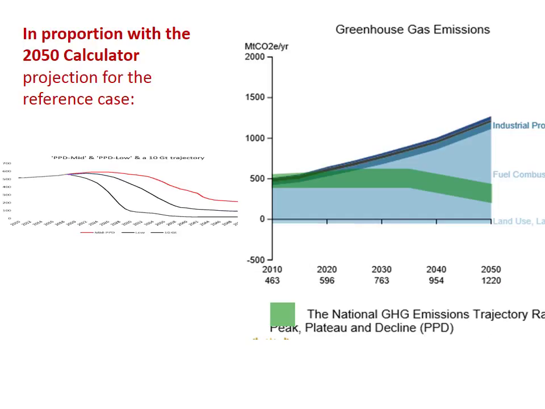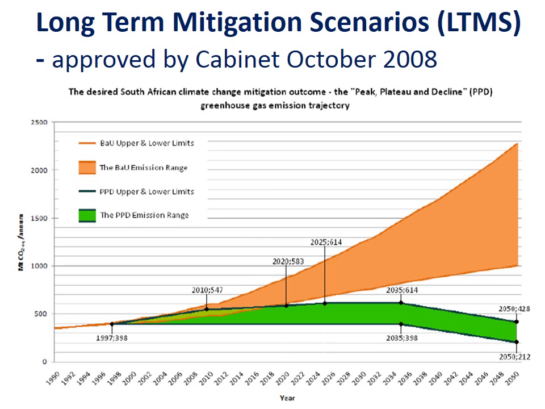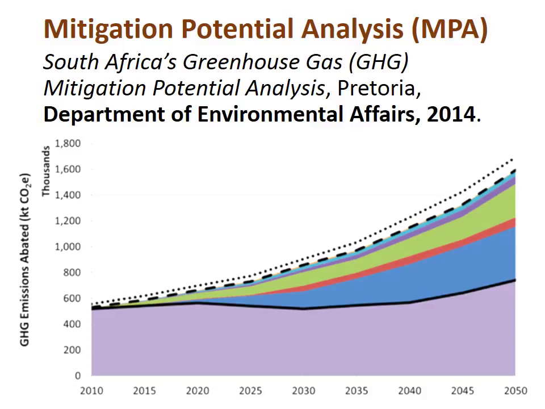Those 3 trajectories are shown here to the left, approximately to scale with the calculator reference case. The PPD range was derived from the Long-Term Mitigation Scenarios, or LTMS, which was endorsed by Cabinet in 2008. Following adoption of the White Paper in 2011, a more detailed and bottom-up study was commissioned. The Mitigation Potential Analysis, or MPA, published in November 2014, identified a set of mitigation actions for which sufficient data was available to model the likely macroeconomic and social impacts of implementation.